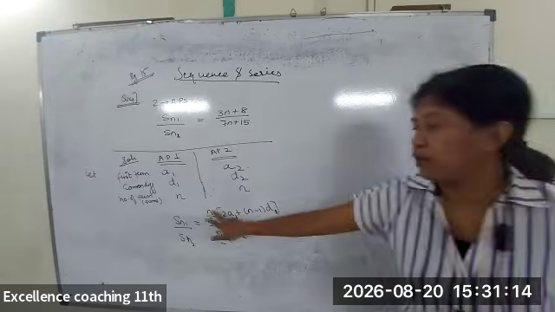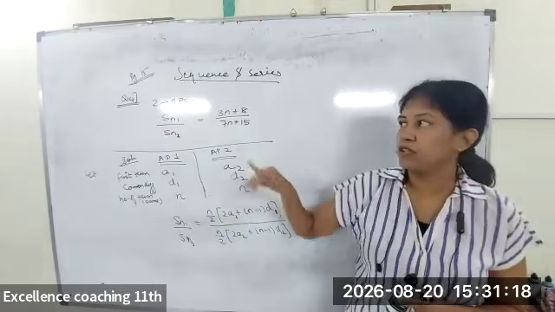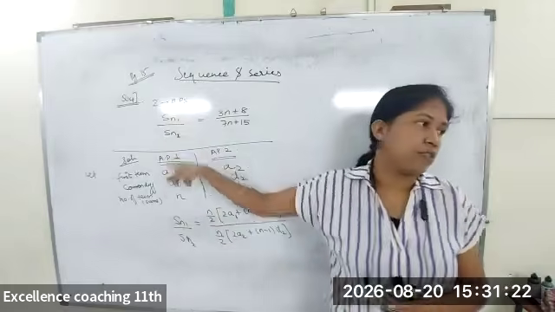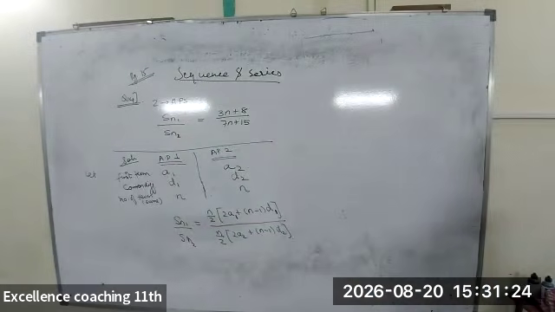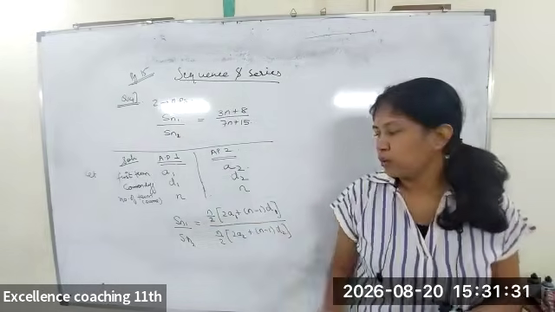We will not have n1 and n2 because both are the same. n1 is equal to n2 is equal to n, because they have mentioned the sum of n terms for both S1 and S2. Both AP1 and AP2 have the same number of terms. So n is the same. Now what will cancel? n by 2 and n by 2 will cancel.